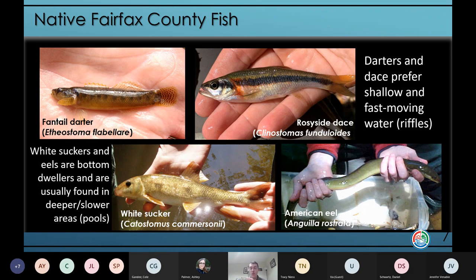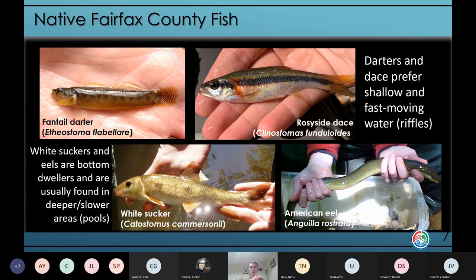Fish are also a little more mobile than benthic macroinvertebrates. So if a benthic macroinvertebrate disappears from a stream, it takes a long time for another one to find its way back, even if the water quality improves. Whereas with fish, if the water quality is degraded and the fish disappear for a while, and the water quality comes back, the fish will eventually come back as well, just because they're a little more mobile in the streams.